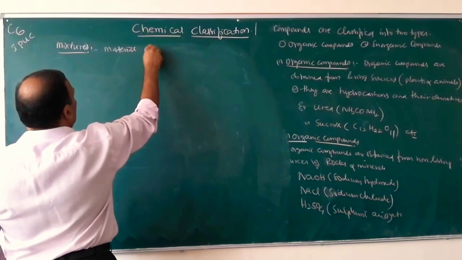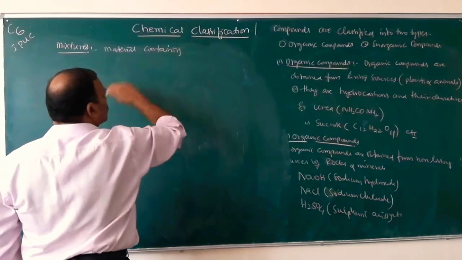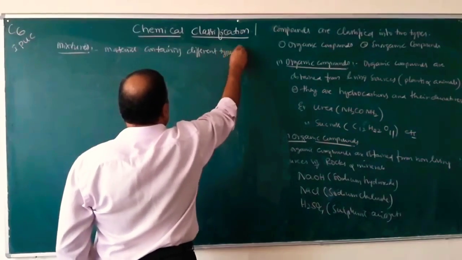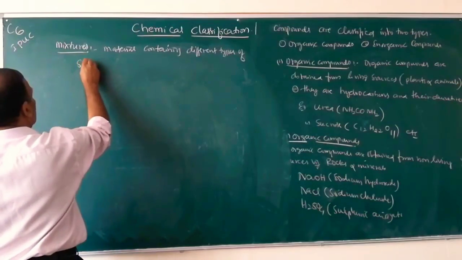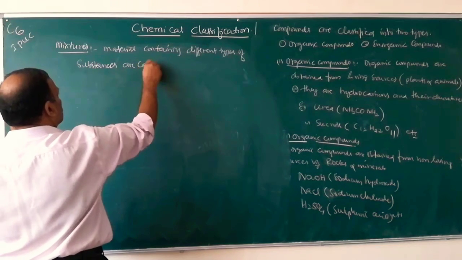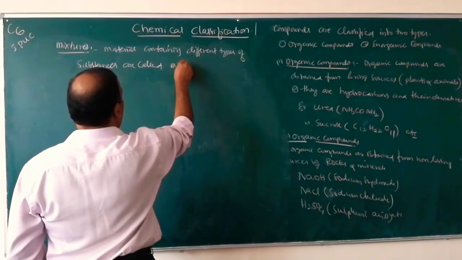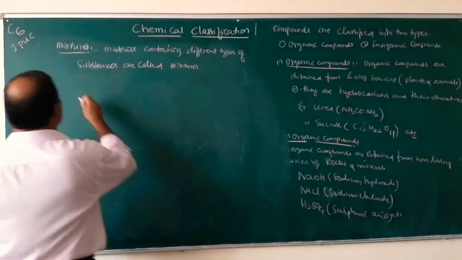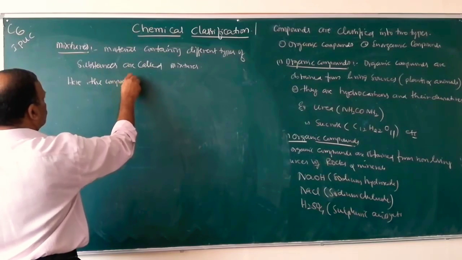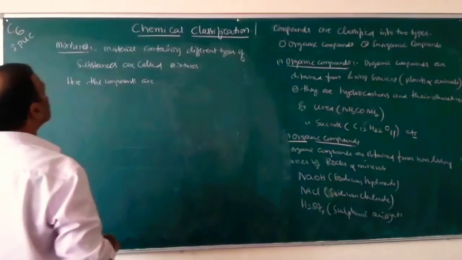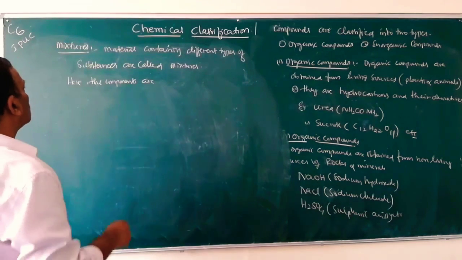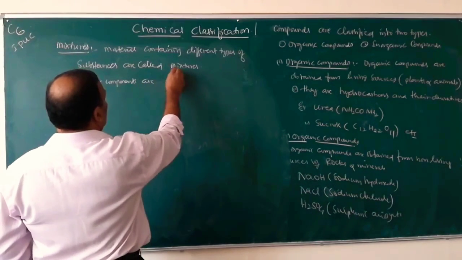Material containing different types of substances are called mixtures. Here the components are materials containing different types of substances. Here they are called mixtures.